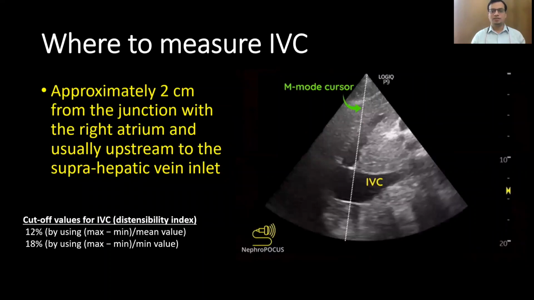While measuring the IVC, the M mode is kept approximately 2 cm from the junction with the right atrium and usually upstream to the superior hepatic vein inlet. That is the optimal position to measure the IVC and keep the M mode cursor. Then you can measure the IVC distensibility index, which is very, very important to find out fluid responsiveness.